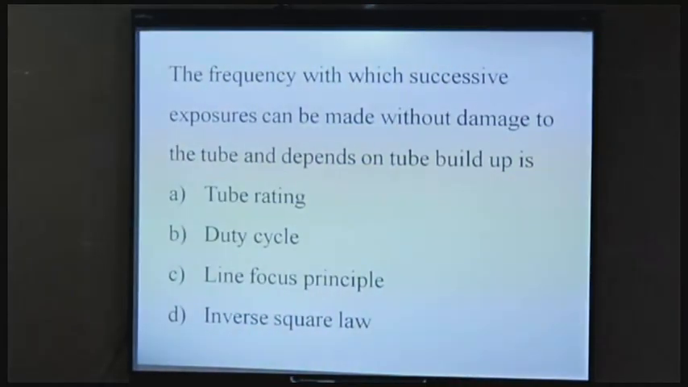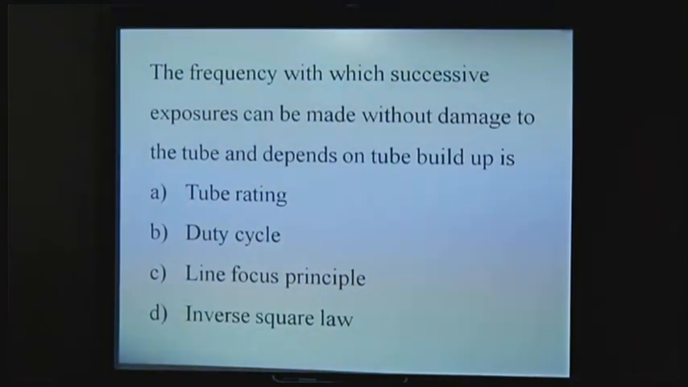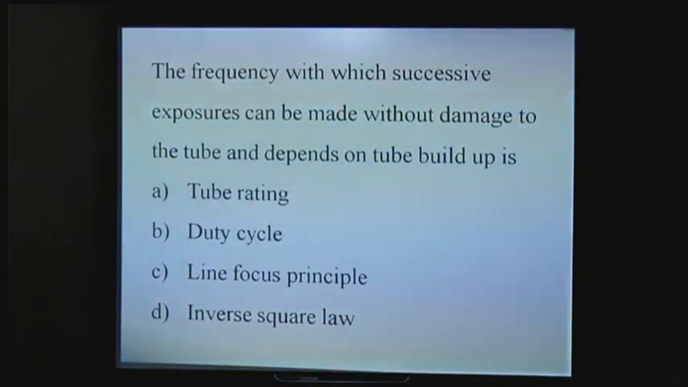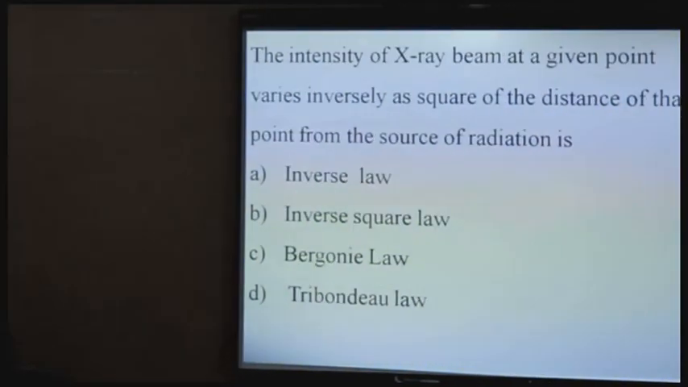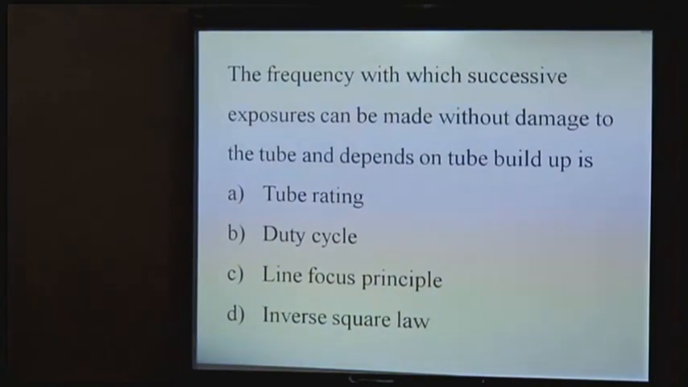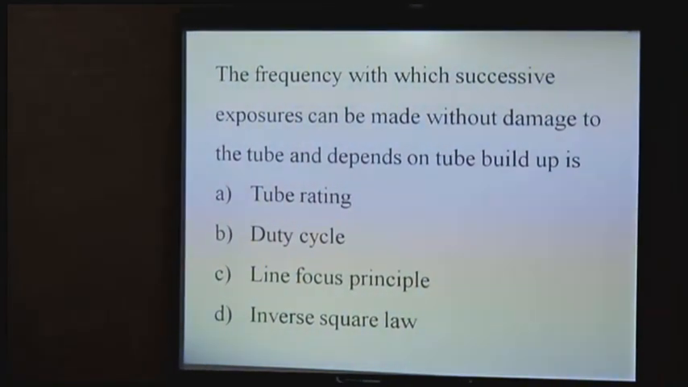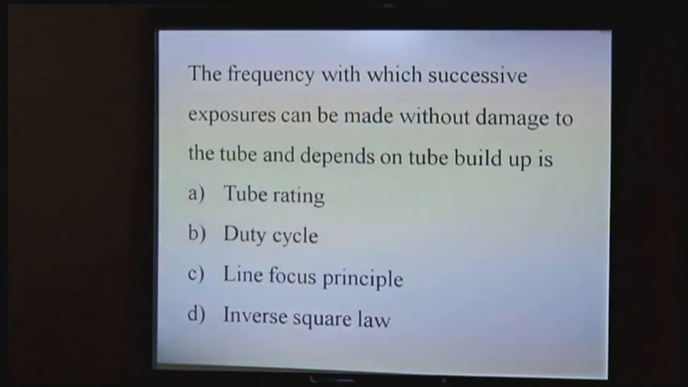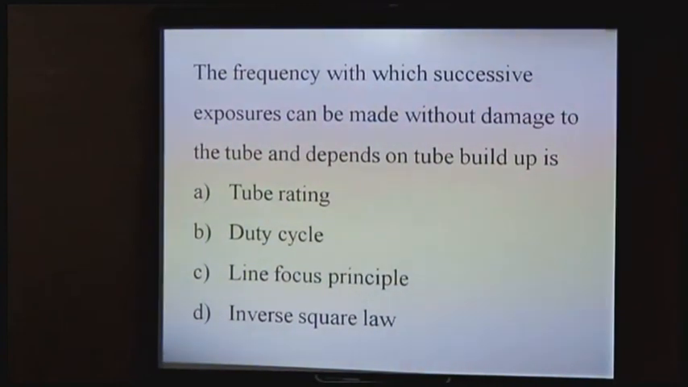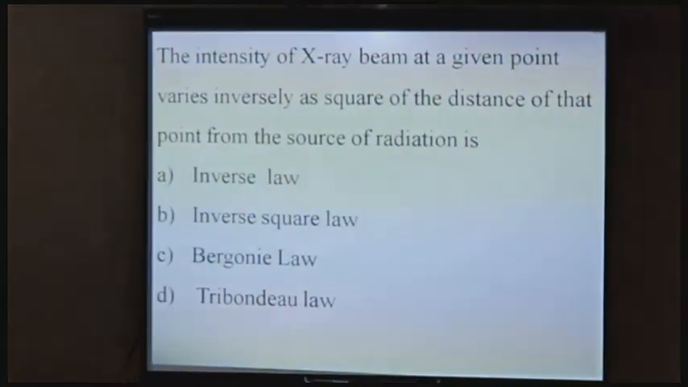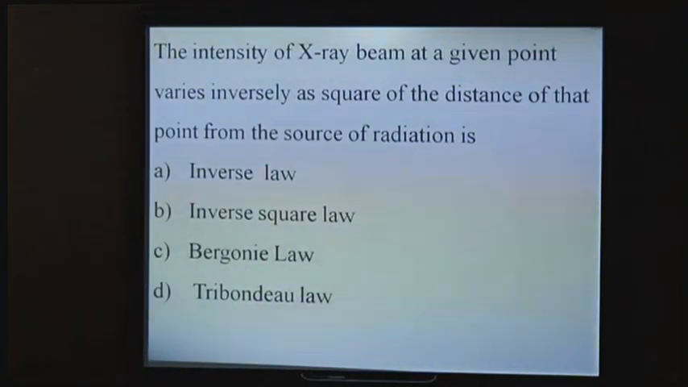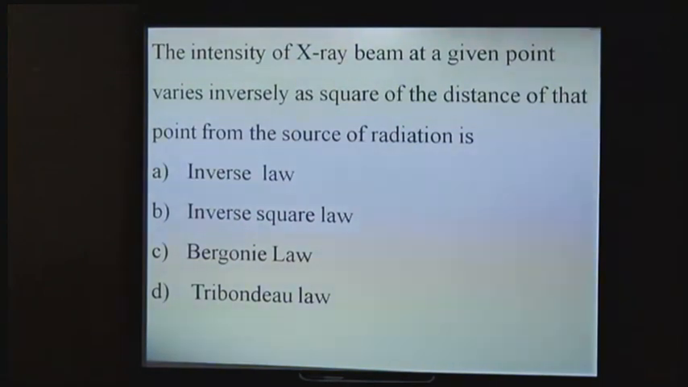The frequency with which successive exposures can be made without damage to the tube and depends on the tube build-up. This is called duty cycle. Okay. What is inverse square law? The intensity of the X-ray beam at a given point varies inversely as the square of the distance of that point from the source of radiation. That is called the inverse square law.